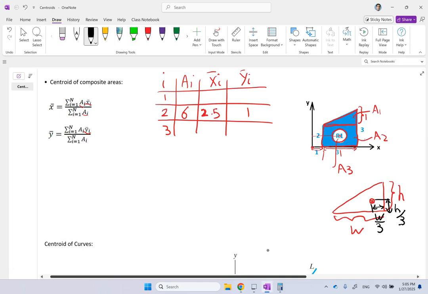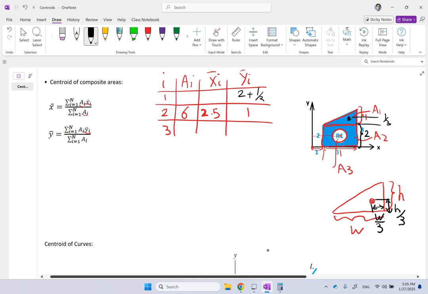Okay, so in this case, for this triangle that's here, this is 1/3 of the whole 1, so this is just 1/3. And that 1/3 should be added to this extra 2. So 2 plus 1/3 is the Y bar.